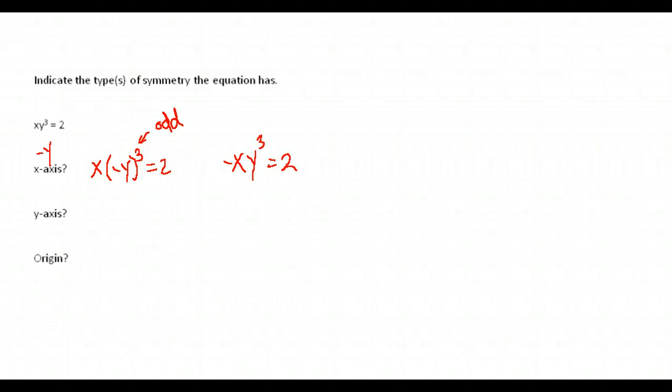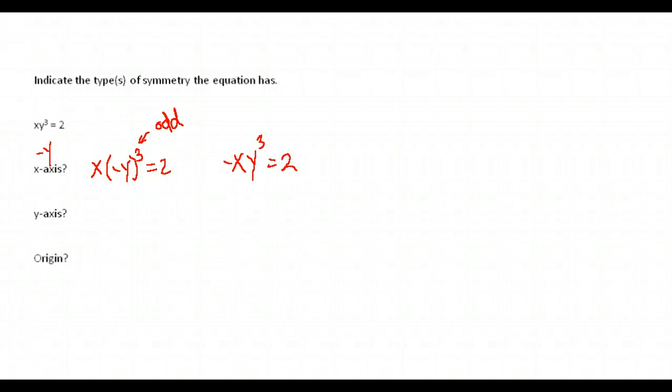Again, what we do there is we sub negative y's. It's always the opposite letter. So everywhere there's a y, I'm going to put a negative y. Okay, so I have x times negative y to the third power equals 2. If I simplify that, since this is an odd number, negative times negative times negative gives me a negative. So to simplify that, this would give me a negative xy to the third equals 2.